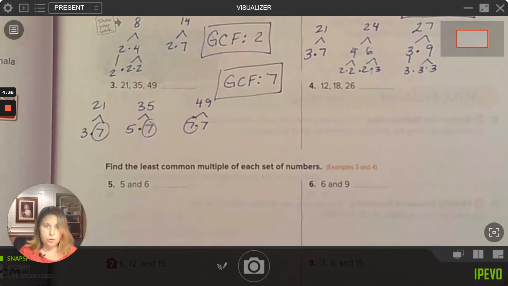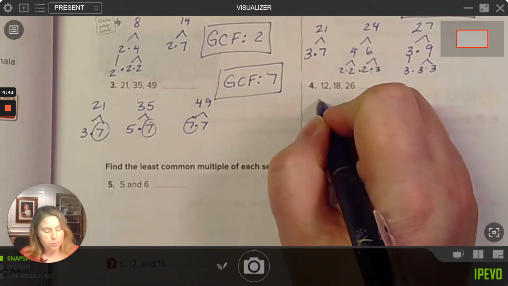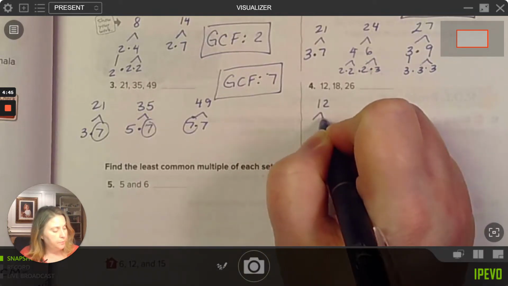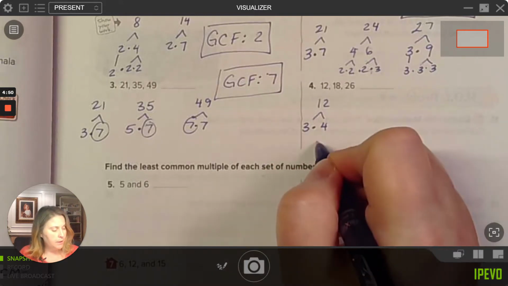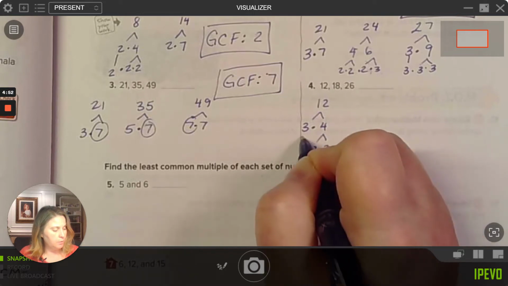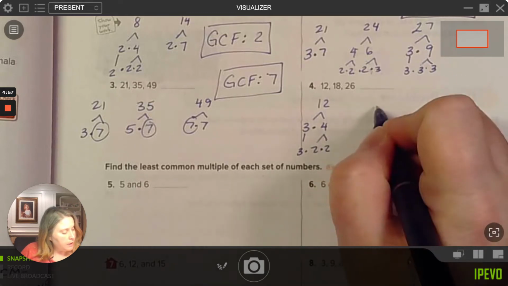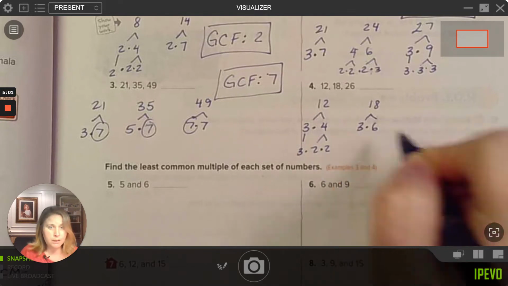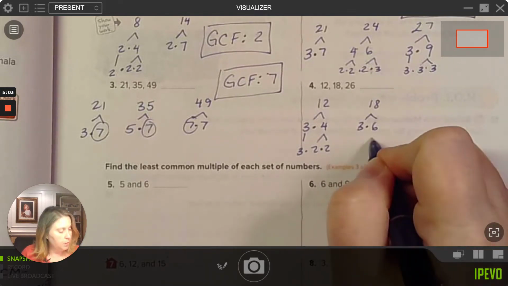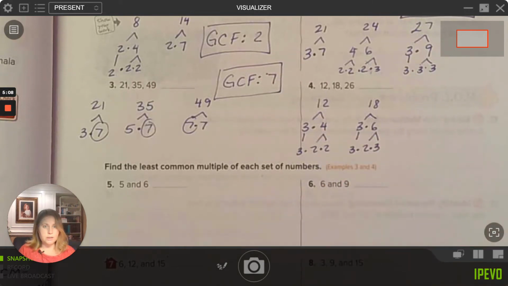Number 4, we have 12, 18, and 24, and we are asked to find the greatest common factor. Let's break these down. 12, its factor tree can go to 3 times 4. 4 is composite, so that can be broken down into 2 times 2. We'll bring down this 3. And then 18, let's write that as 3 times 6. The 6 can be broken down into 2 times 3. We'll bring this 3 straight down.